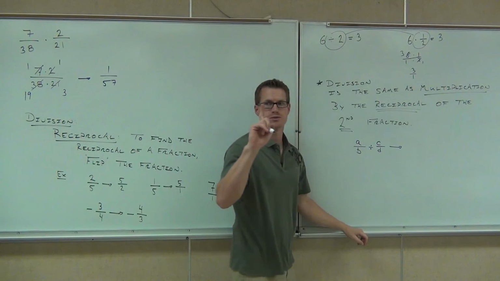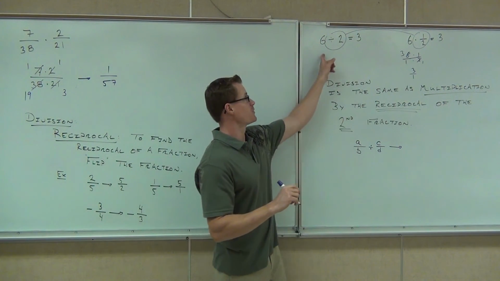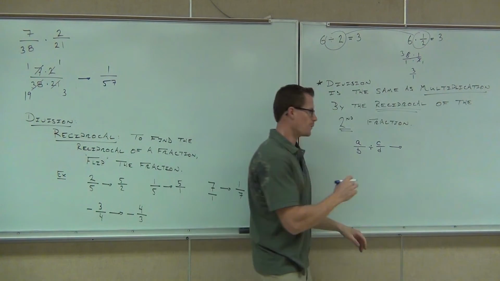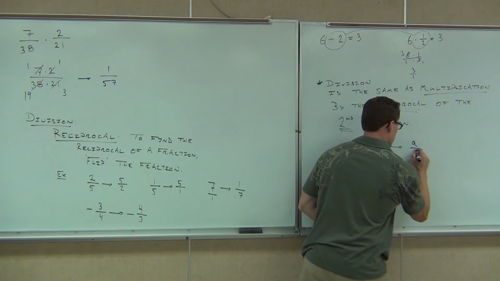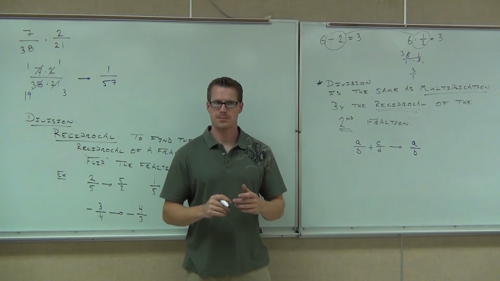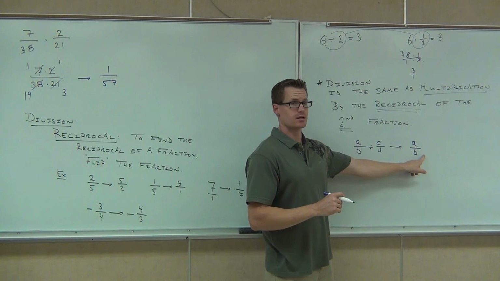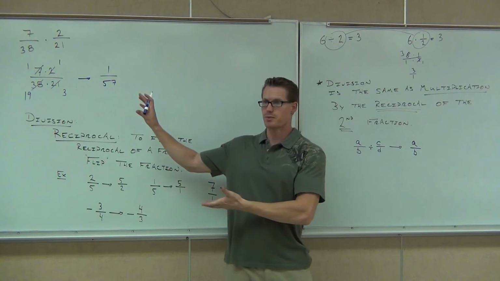So first question, am I going to be flipping over my AB? No. Did I flip over the 6? No, I'm going to leave that one alone. Am I still going to have division here? No. What am I going to have instead? Yeah, multiplication, which is nice because we just learned multiplication, right? That's great.